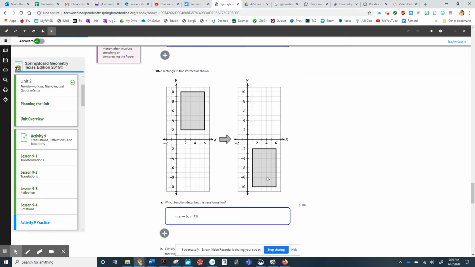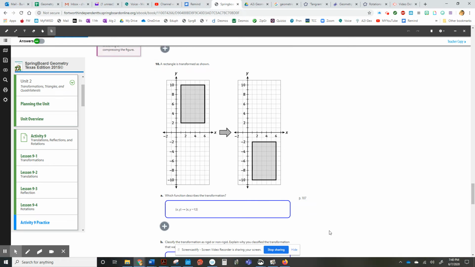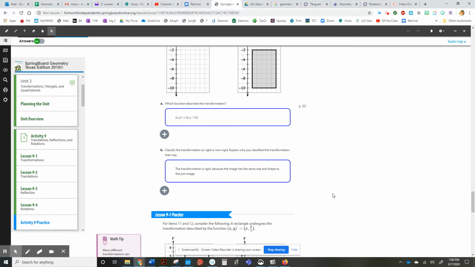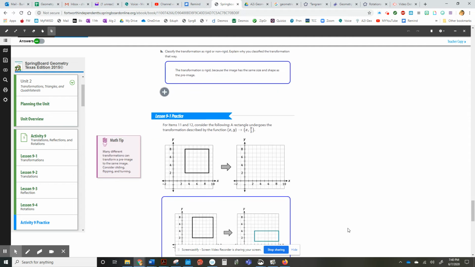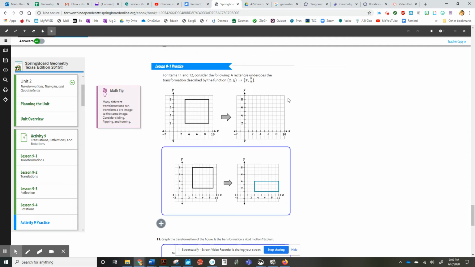Can you write the transformation rule? Well, how did we shift it? This point right here started off up here and it ended up down there. So it looks like I shifted it down. The X value stayed the same. The Y value shifted down. Is this rigid or non-rigid? This was rigid. How do we know? It didn't change size.